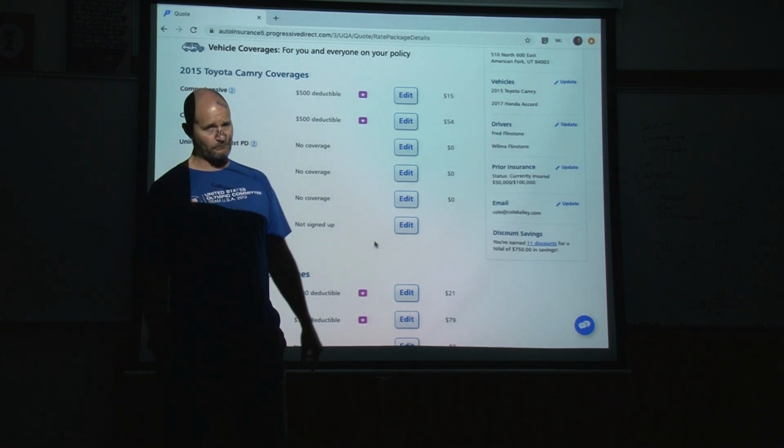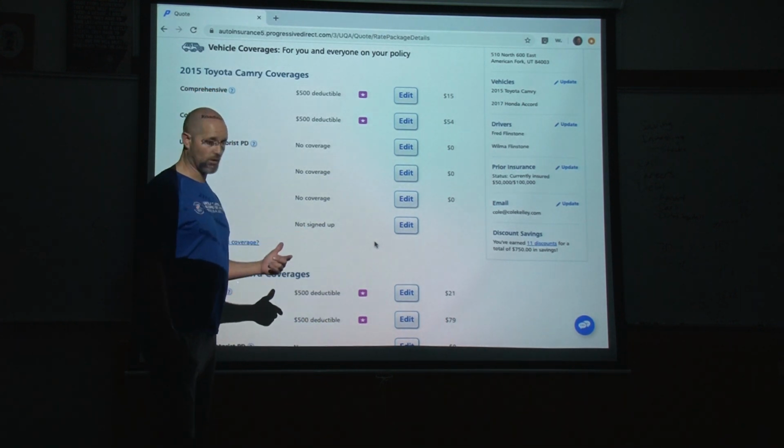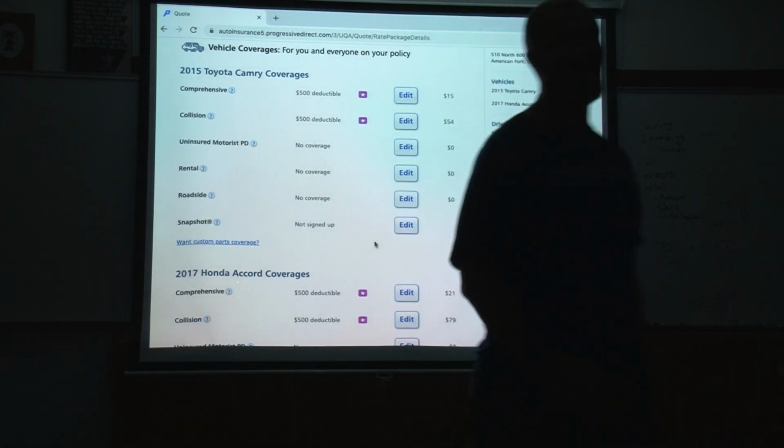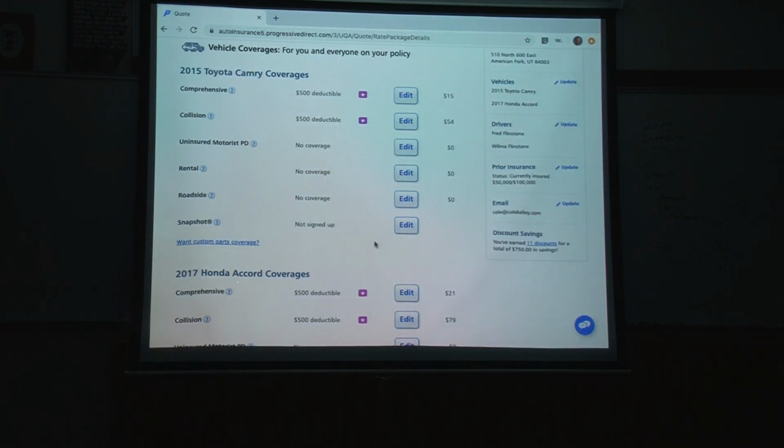All right, now, here's what I'm going to do. I'm going to add a teenager to this policy, okay? And when I add a teenager to the policy, I want you to see what happens to the premiums, okay? We're at $132 a month right now, okay? And we're going to add a teenager to it.